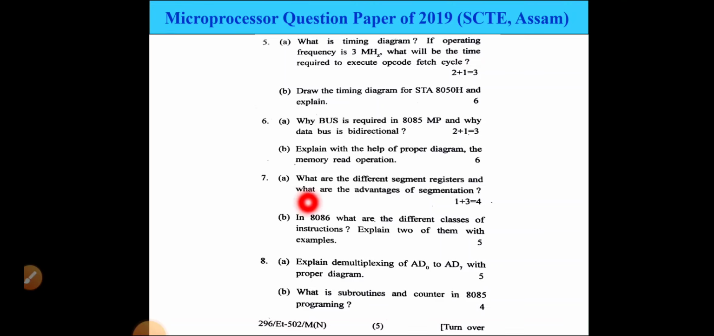Question number 7A, what are the different segment registers and what are the advantages of segmentation? 7B, in 8086, what are the different classes of instruction? Explain two of them with example. 8A, explain demultiplexing of AD0 to AD7 with a diagram. 8B, what is a subroutine and counter in 8085 programming?